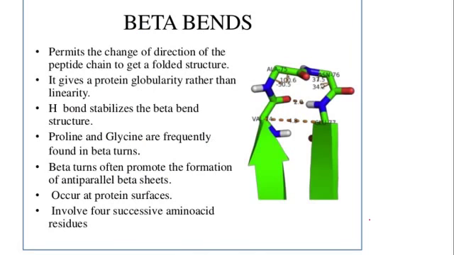And lastly, we have the third type, the beta turns, or beta bends, another term.